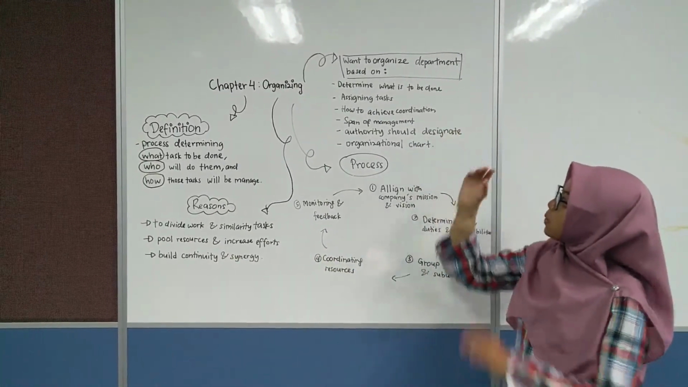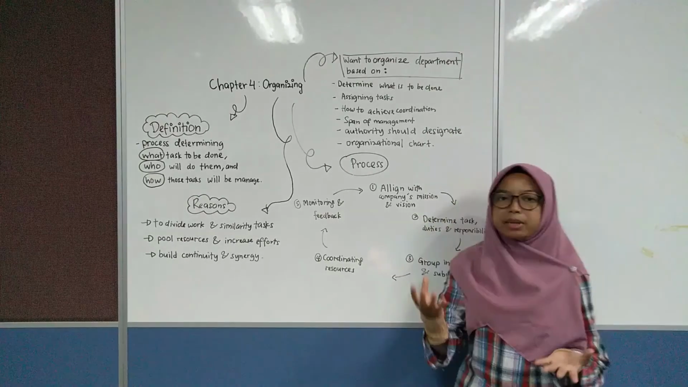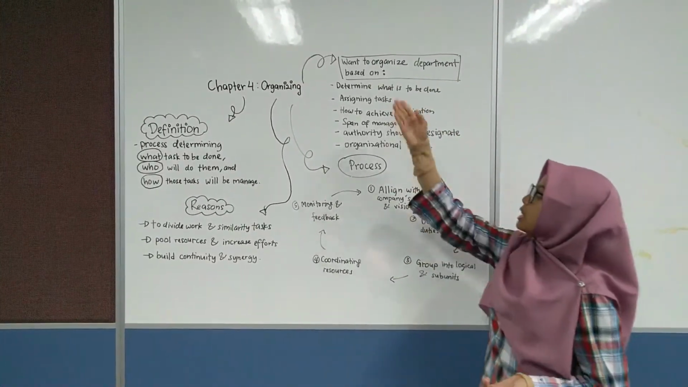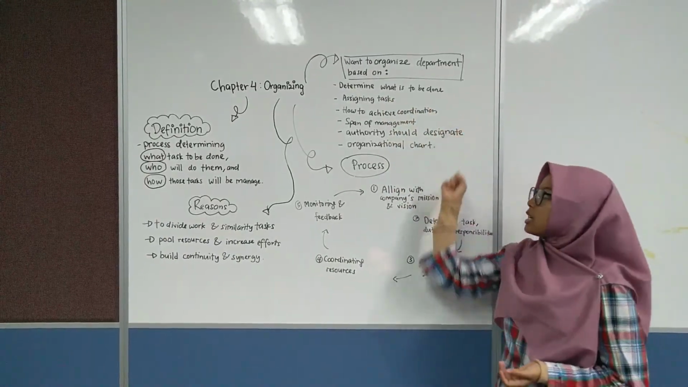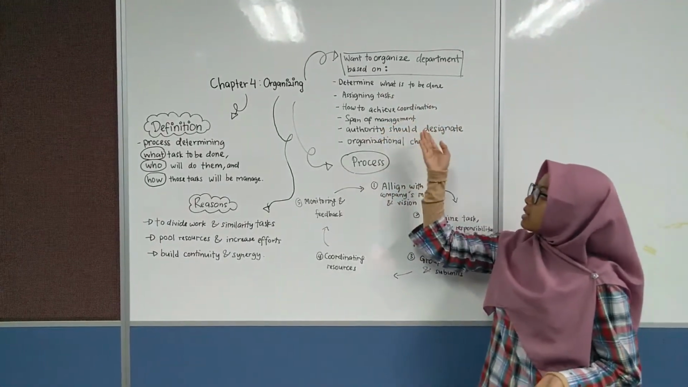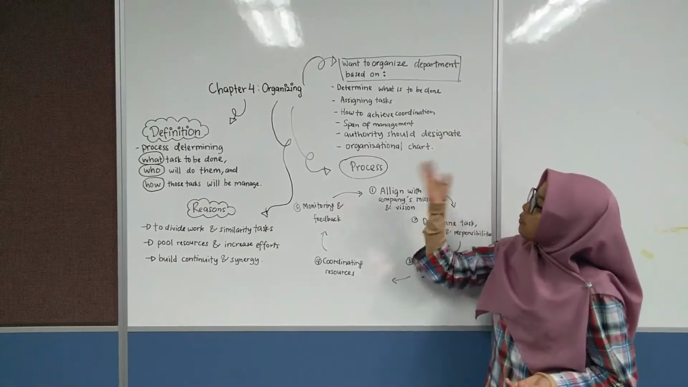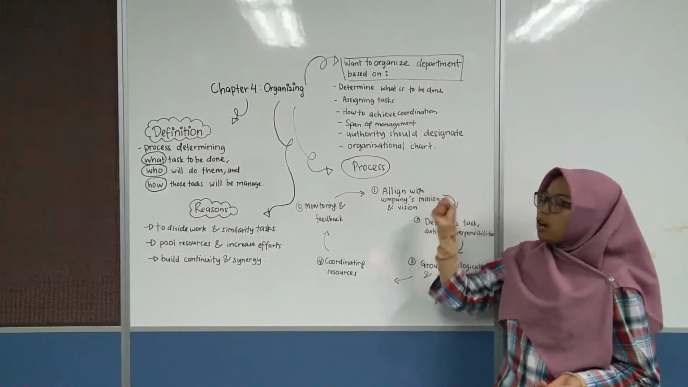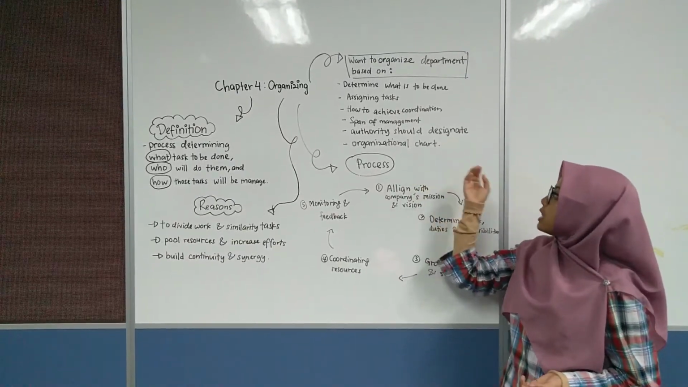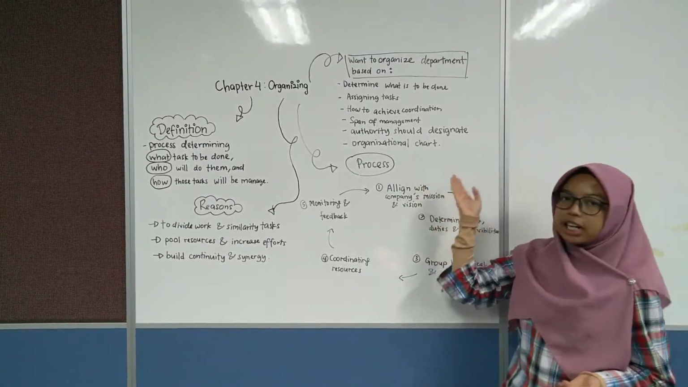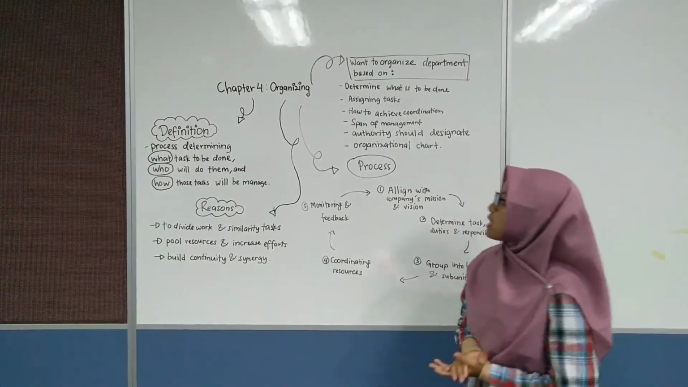Manager who wants to augment based on these issues. So first, determine what is to be done. Second, assigning tasks. Third, how to achieve coordination. Fourth, span of management. Fifth, authority should design it. Sixth, organizational chart.